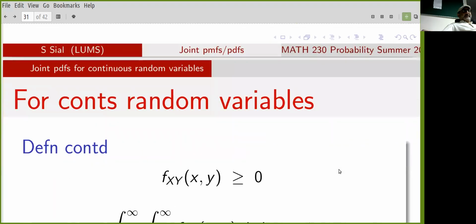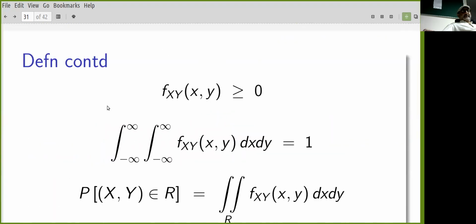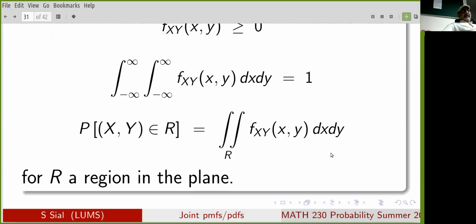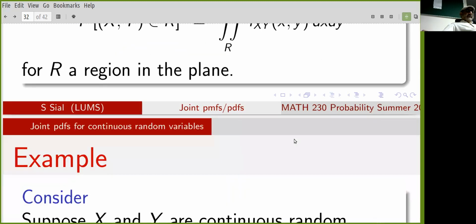If the following 3 conditions hold: the joint PDF should always take values greater than or equal to 0. If you do the double integral over all x and all y, you should get 1. And the probability that x and y lie within a region R means you have to do the double integral over that region of the PDF.